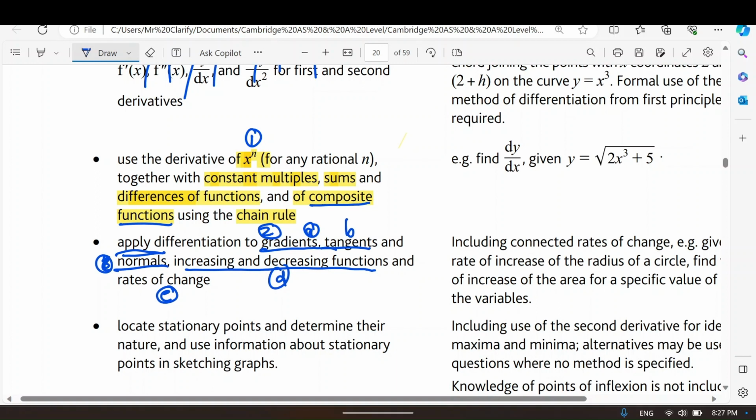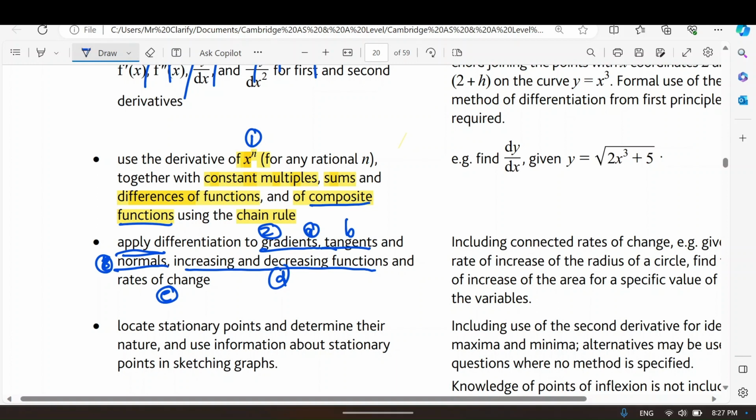To get the gradient of a curve. To get what? The tangent. To get the gradient of a tangent. To get what? The normal line. The gradient of the normal line. To get what? Increasing and decreasing functions. Or the equation, sorry, I wanted to say equation of the tangent. Of course, you use differentiation to get the gradient, which is put in the equation of the tangent. And you use differentiation to get the gradient, which is going to be put in the equation of the normal line. So that's why you're going to use differentiation for that, to get the m.